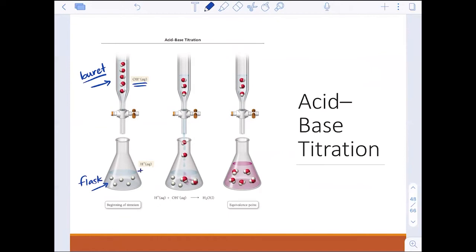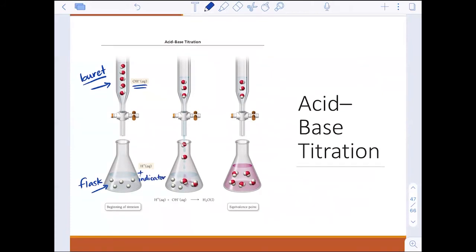Now, don't ever forget the indicator. Many a time a chemist has forgotten the indicator and noticed that the reaction keeps going and going, and all they have is a very clear liquid. If you forget the indicator, there won't be a color change, and so you won't know when to stop. So it's very important that you put that indicator in the flask.